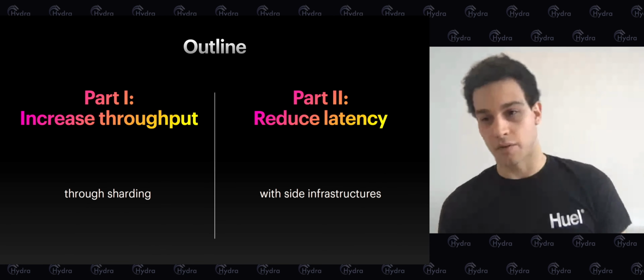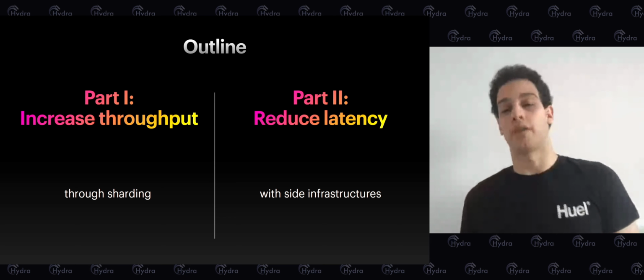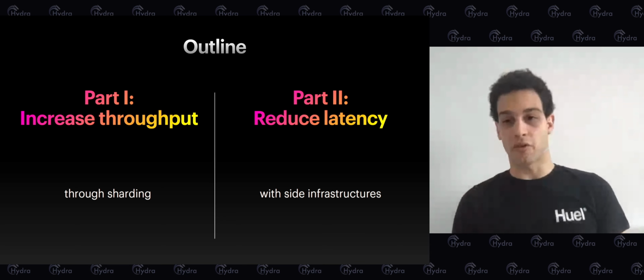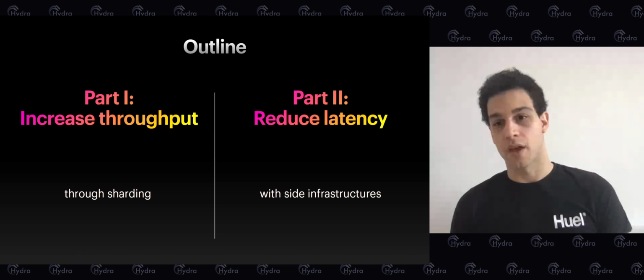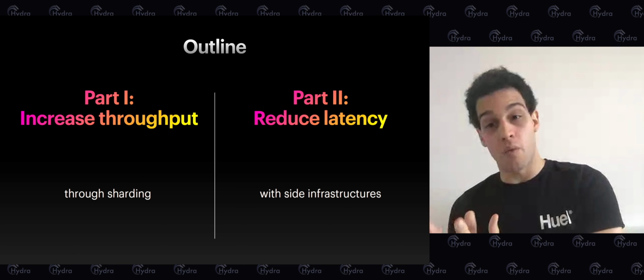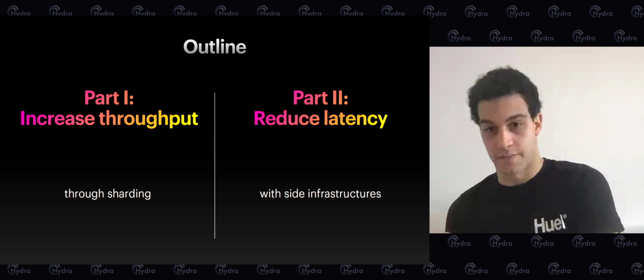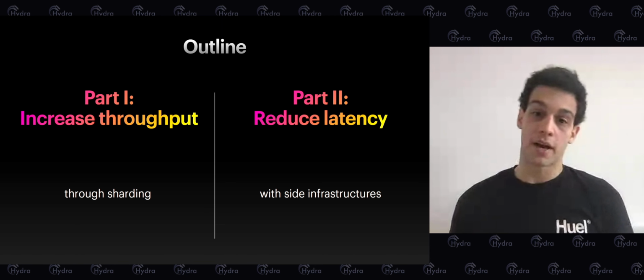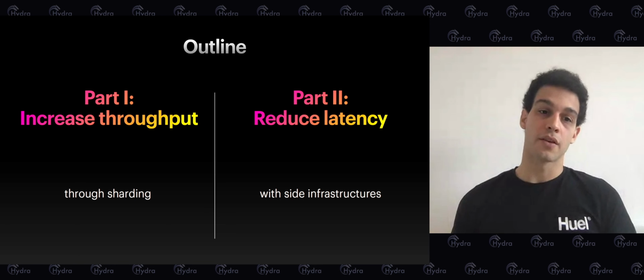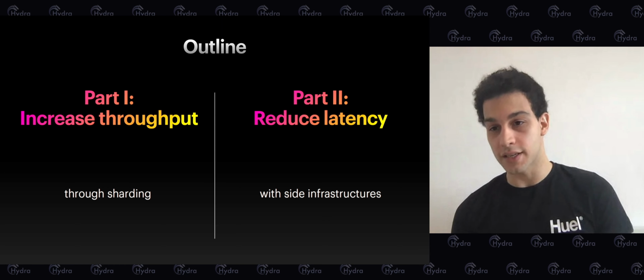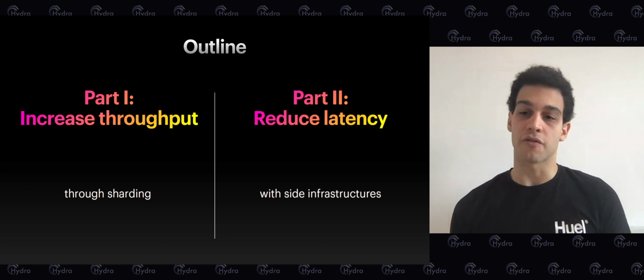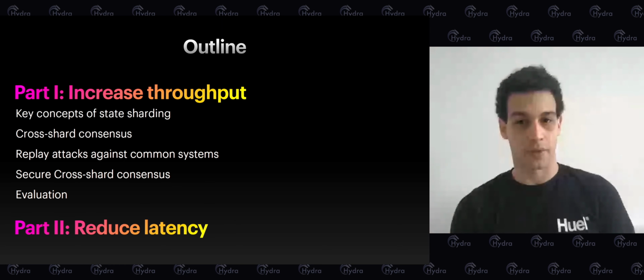So this is the outline of the talk. As I mentioned, we have 2 parts. The first is how to increase throughput, and the second one is to reduce latency. There are many ways of achieving both goals, but here we'll just focus on some. So for increasing throughput, we'll go through the sharding techniques, and to reduce latency, we will do it by means of a side infrastructure.